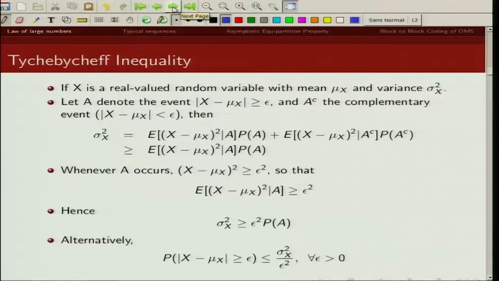So this event A, as I said, is basically the event that the absolute value of x minus mu x is greater than or equal to epsilon. So from here I can write the probability of A, which is this, is less than or equal to sigma x square by epsilon square, and this relation holds for all positive epsilon.